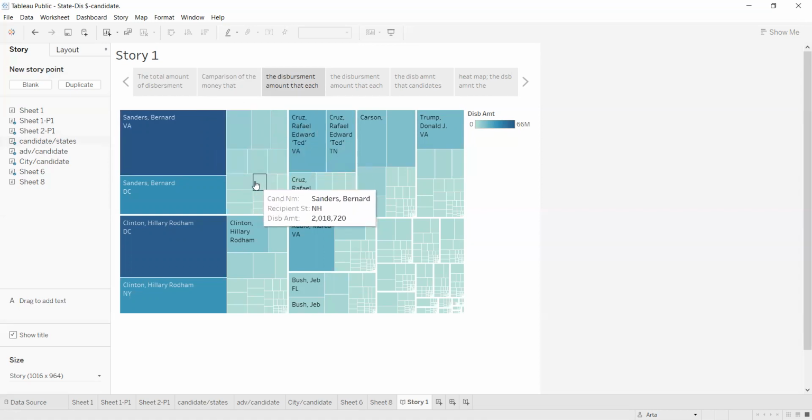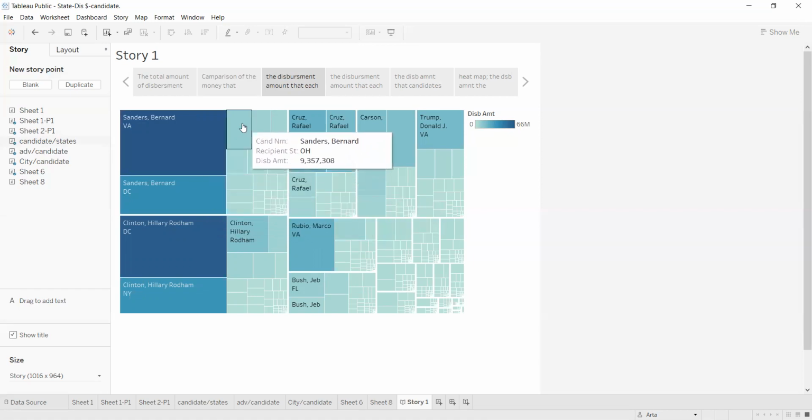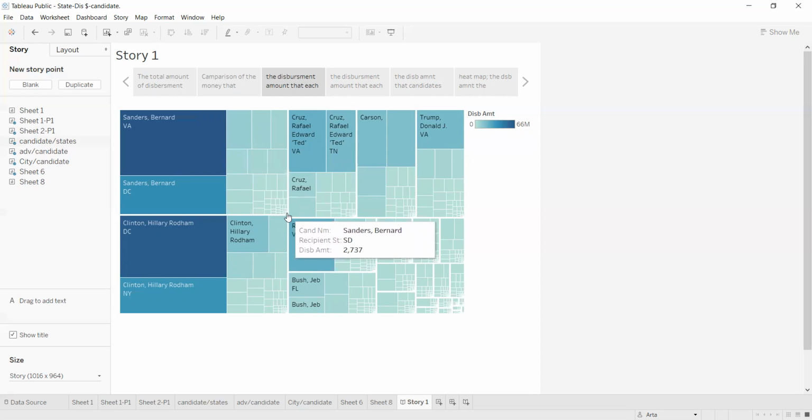Also, the next tree map shows the money that each candidate spent on different states. So, for example, for Sanders, his priority was spending money in Virginia. So he spent more than $66 million in Virginia, and he also spent around $3,000 in South Dakota.